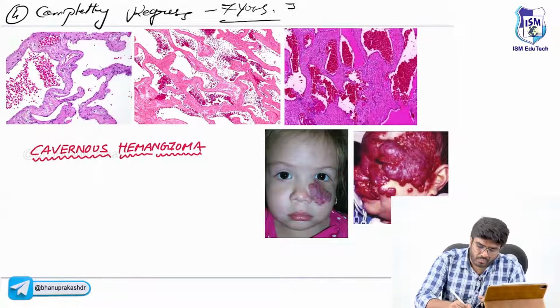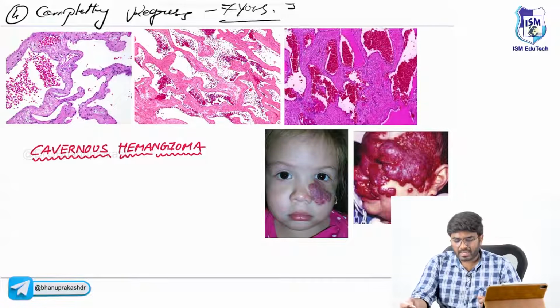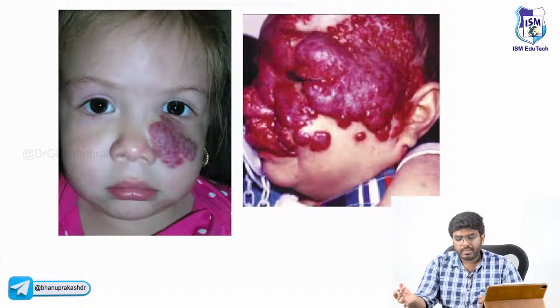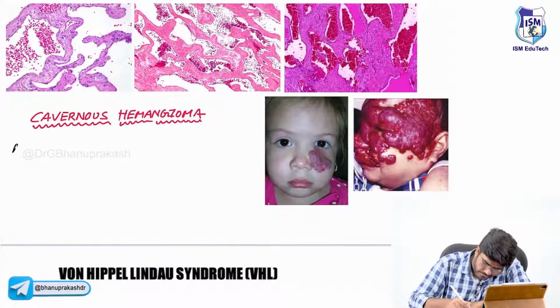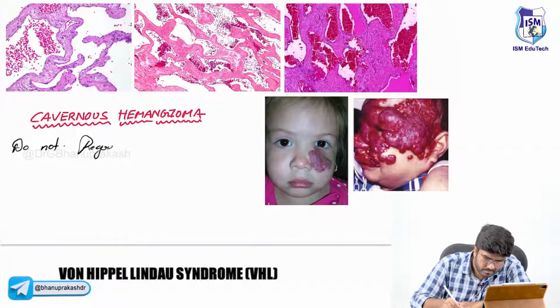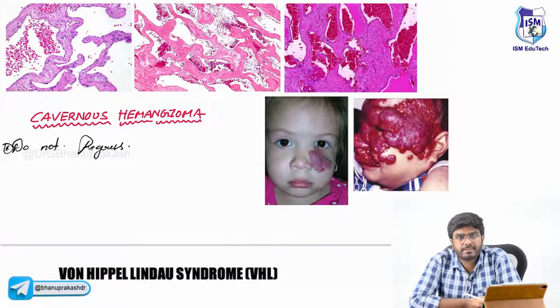The next type of benign tumor that we are going to discuss is cavernous hemangiomas. Now, point number 1. Are these cavernous hemangiomas going to regress? Yes, of course they are benign, no doubt, but are they going to regress? They do not regress, sir. They are not going to regress.